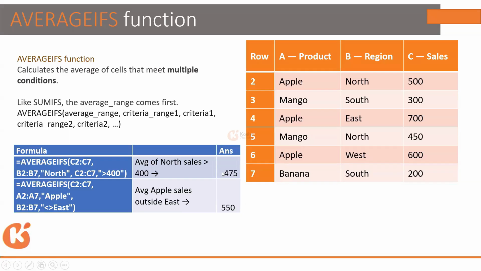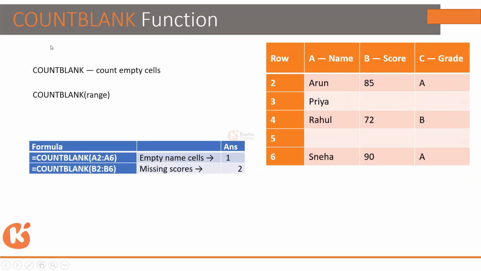Now let's see the next function, the COUNTBLANK function. What does the COUNTBLANK function do? It counts empty cells. Now let's see how we can get this. What we want is the empty name cells. This is the name detail.